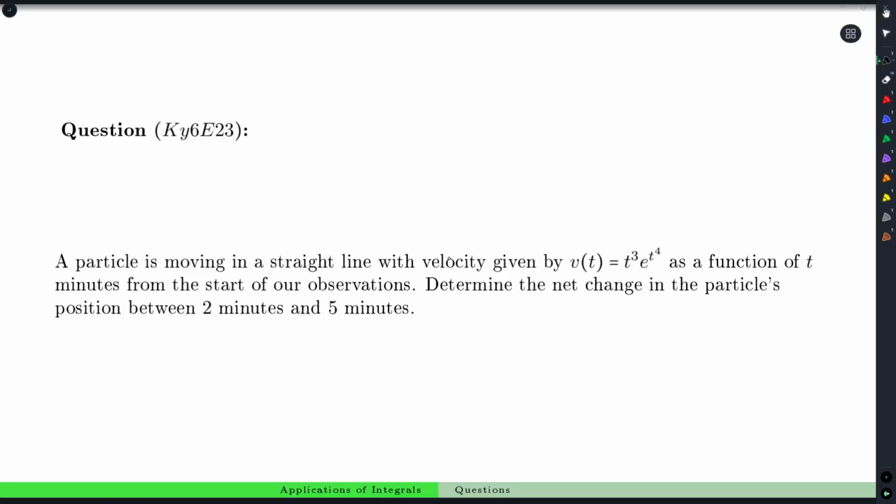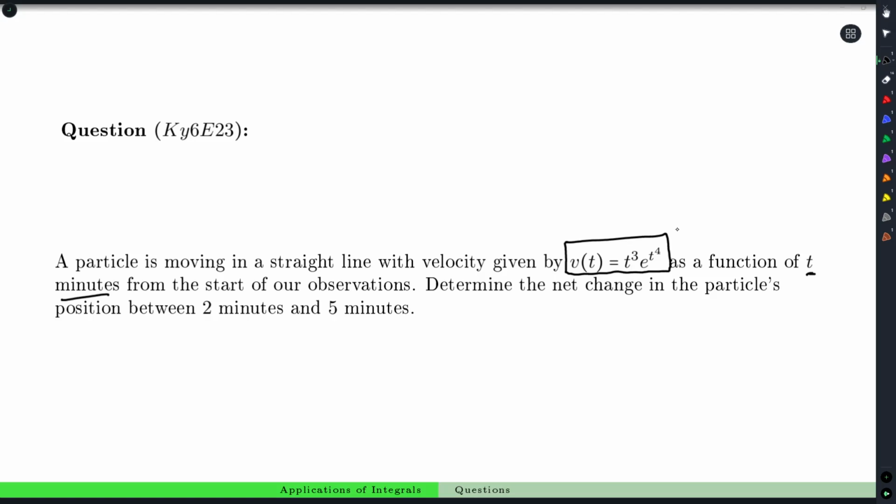A particle is moving in a straight line with a velocity given by, we've got this nice little formula here, v of t is t cubed e to the t to the 4. It doesn't look like we have units, but this is as a function of t minutes from the start of observing this particle. Okay? So, math question, we don't really care too much about units unless you start mixing units.